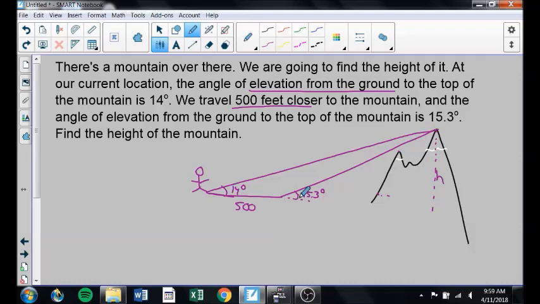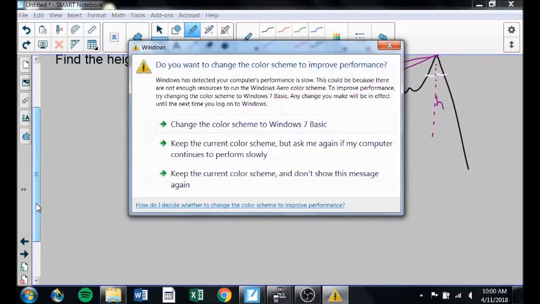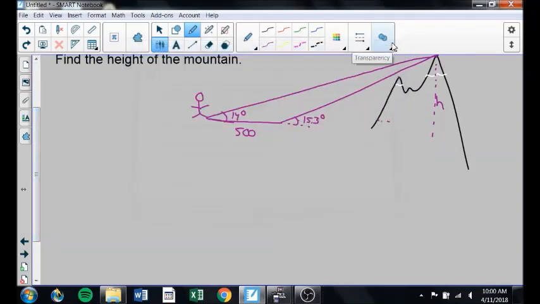At this point, you can keep that triangle there, but I often like to draw another one that's a little bit cleaner. So I'm going to call this 14 degrees. This is 15.3 degrees. This is 500 feet. And we are trying to find height h. I guess I'll draw it from here. Height h.